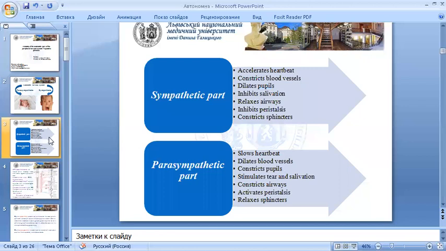Conversely, the parasympathetic nervous system promotes a rest and digest response and promotes the following functions: slows heartbeat, dilates blood vessels, constricts pupils, stimulates tear and salivation, constricts airways, activates peristalsis, relaxes sphincters.